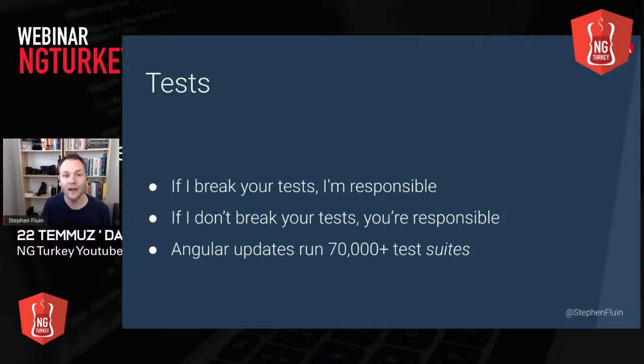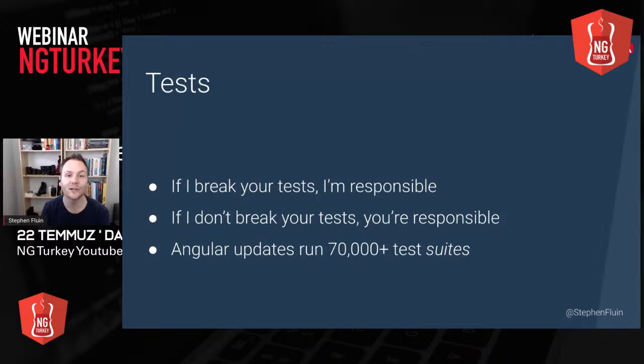In general, if I'm on the Angular team and I make a change to Angular and I break the tests for your application, I'm responsible for that. Every time we make a breaking change to Angular, where we change the name of an API or something like that, we're actually responsible for fixing those thousands of applications. So we are intimately aware of whenever we make a breaking change, and we use that validation to make those things explicit and intentional. But at the same time, if I make a change to Angular and I don't break your tests, you're responsible.